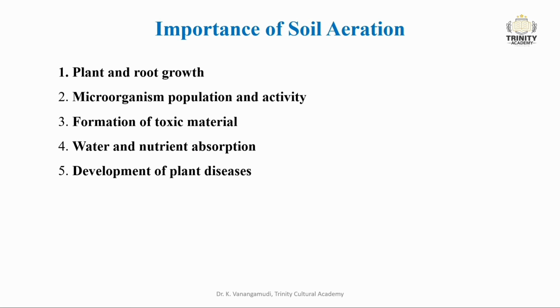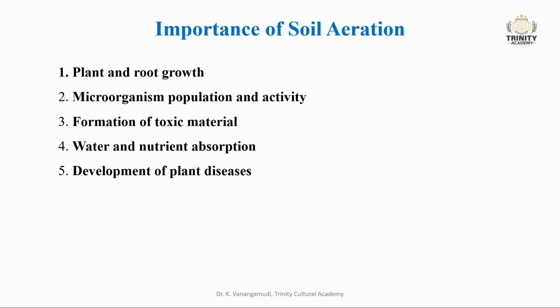Oxygen deficiency slows down the microbial activity and decomposition of organic matter. Toxins like ferrous oxide, hydrogen sulfide, and carbon dioxide accumulate in soil due to poor aeration. Plants also exhibit water stress and nutrient deficiency. Wilt of gram and dieback of citrus and peach are typical symptoms of poor aeration.